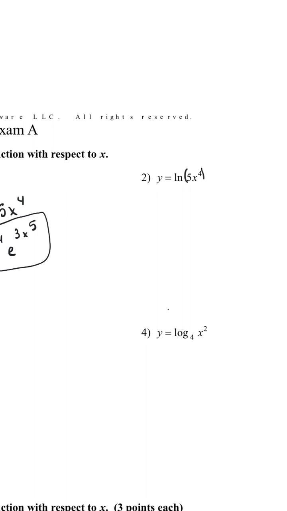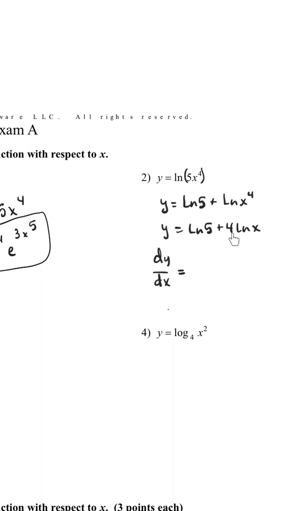So it's 5 times x to the fourth. It's not 5x to the fourth power. So what we could do is use the product rule, natural log of 5 plus natural log of x to the fourth, and then bring that 4 down in front of that second logarithm. And then we can do dy dx. So the derivative of natural log of 5 is 0. 4 is a coefficient, so it's just going to stay 4. And then derivative of natural log of x is 1 over x, so we get 4 over x.